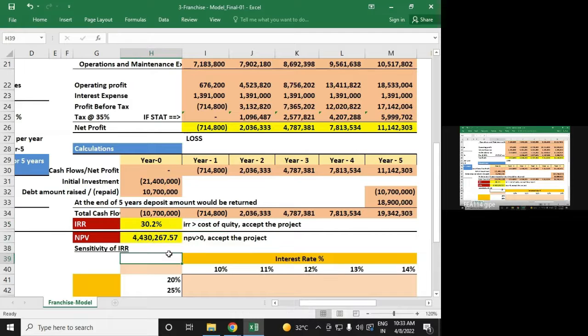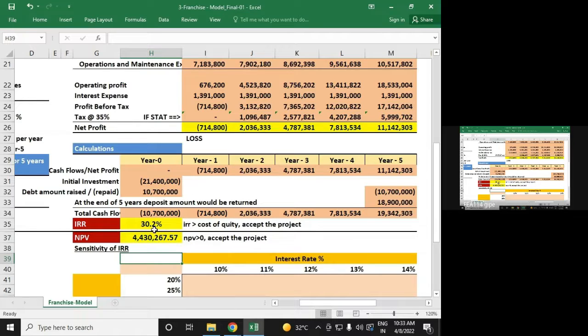Okay, so that's your decision making. Because आपका IRR जो है cost of capital से ज़्यादा आ रहा है तो project अच्छा लग रहा है. Similarly NPV आपका 0 से बड़ा है तो project looks good. Therefore we will accept the project.